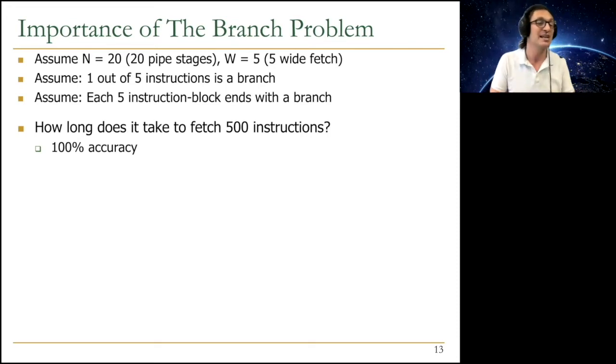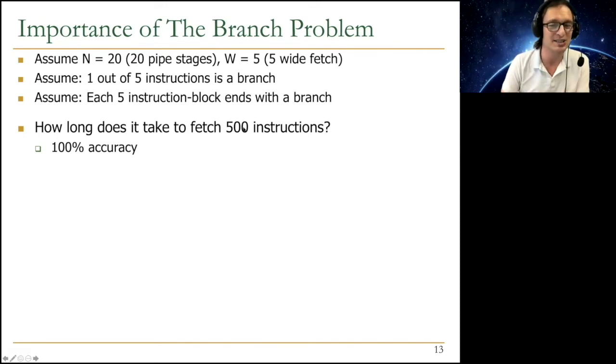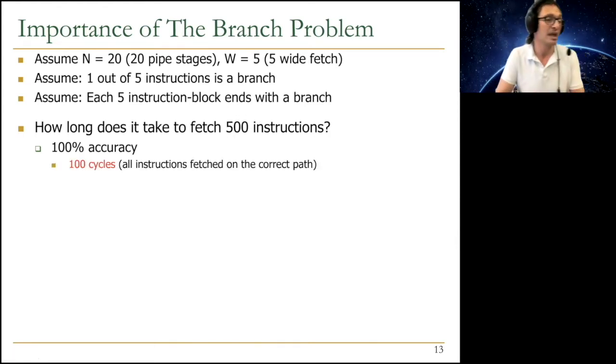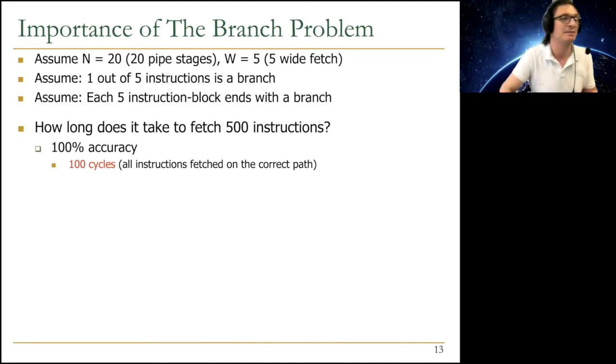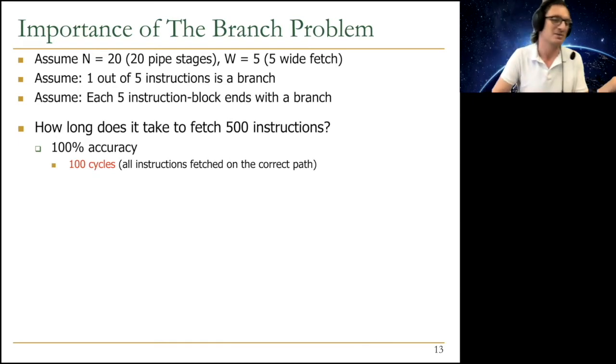If the branch prediction is 100% accurate, I have 500 instructions. I don't care about the branch, right? Because it's always accurate branch prediction. I don't have any delay, if you will. So basically, I'm fetching 5 instructions per cycle, and I have 500 instructions, meaning that I should be able to fetch all of them in 100 cycles, because all instructions that I fetch are on the correct path, right? So this is easy, hopefully.